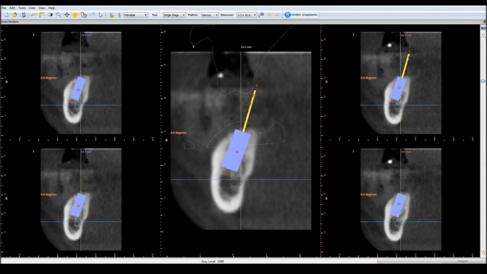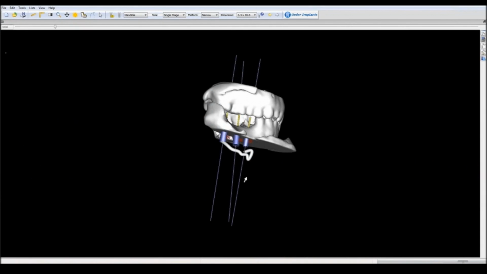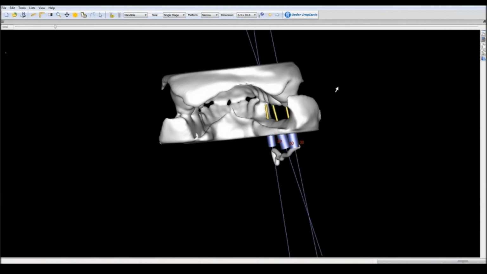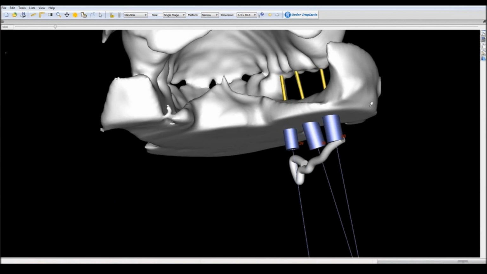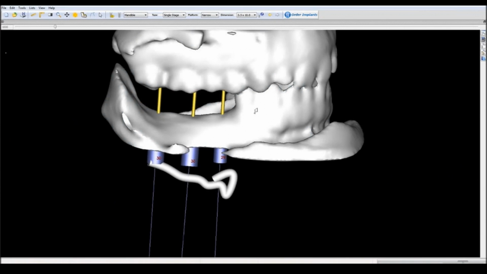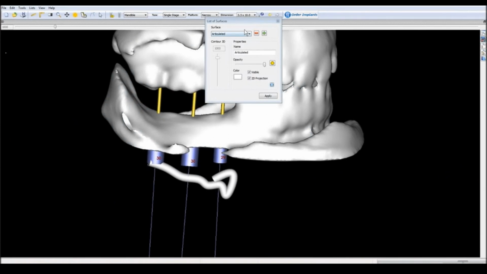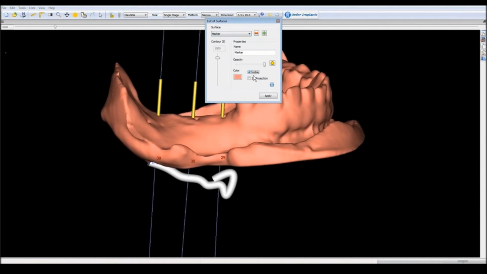So now we have the buccolingual dimension set. Again, you can go back and check again to see what the relationships are. At this point, I switch out and I go to a model of the lower arch.